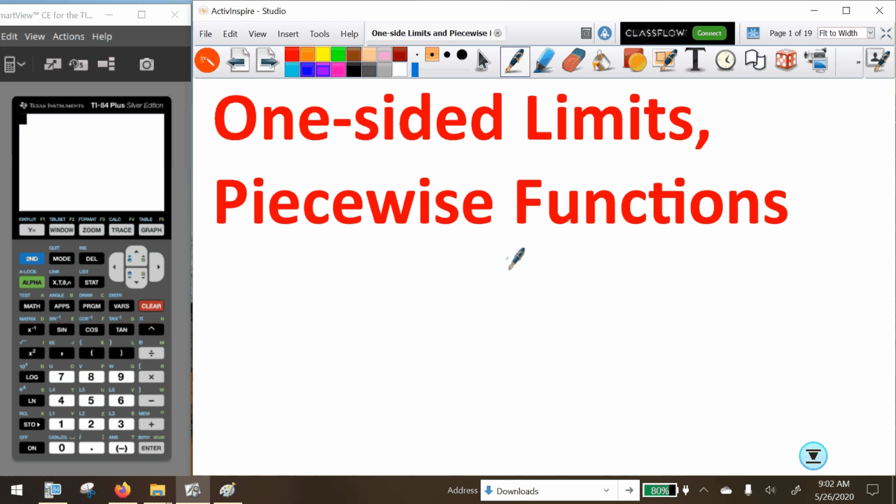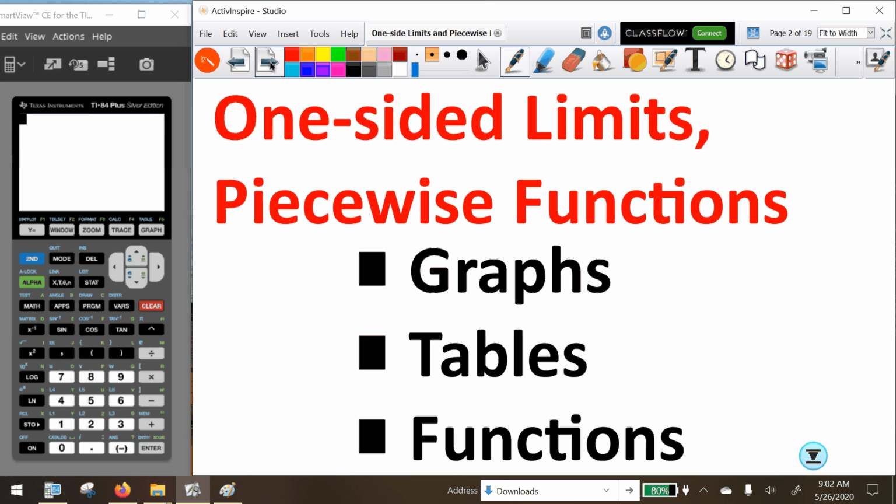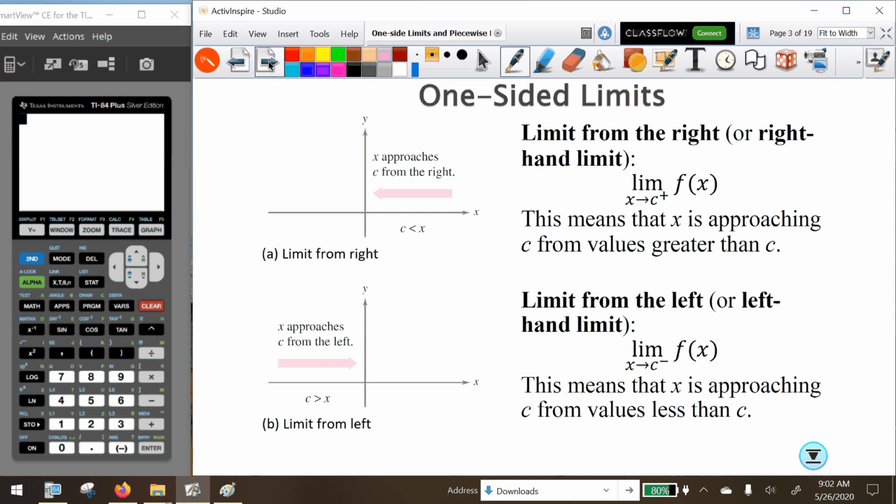In this video, we're going to learn about one-sided limits, specifically in relation to piecewise functions. And we're going to explore this three ways. We're going to look at some graphs, some tables, and some functions written in function notation. We're going to go through two examples of each of those, but before we do, here's the definition of a one-sided limit, the formal definition.